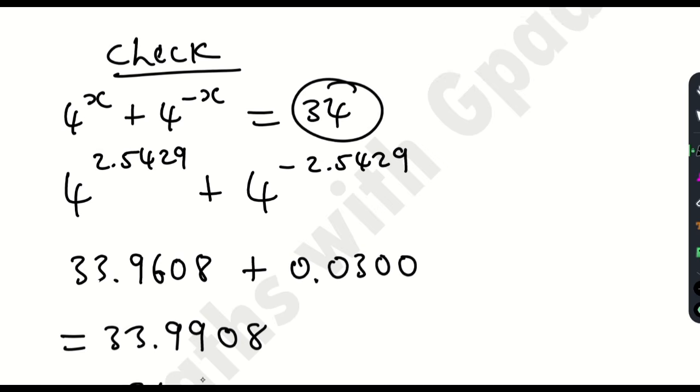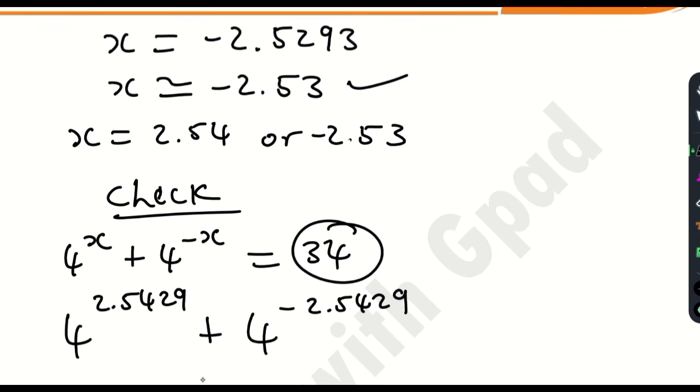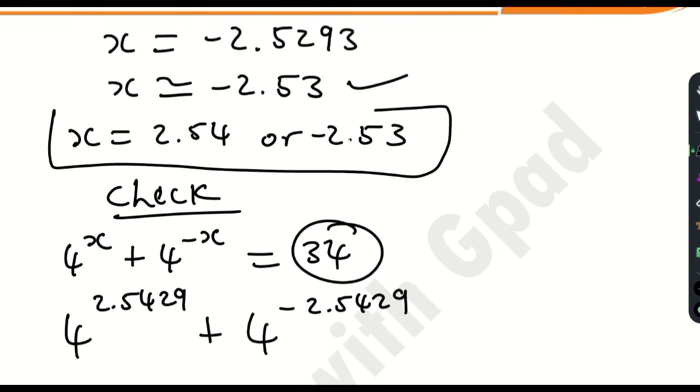So our conclusion is that the values of x that will satisfy the equation is this one here. x is equal to 2.54 or negative 2.53.